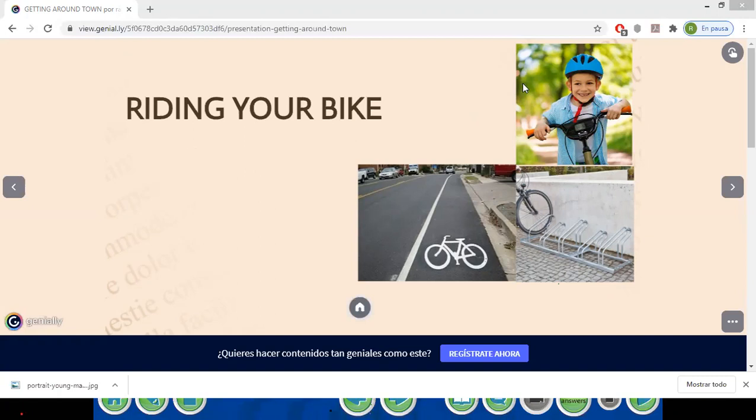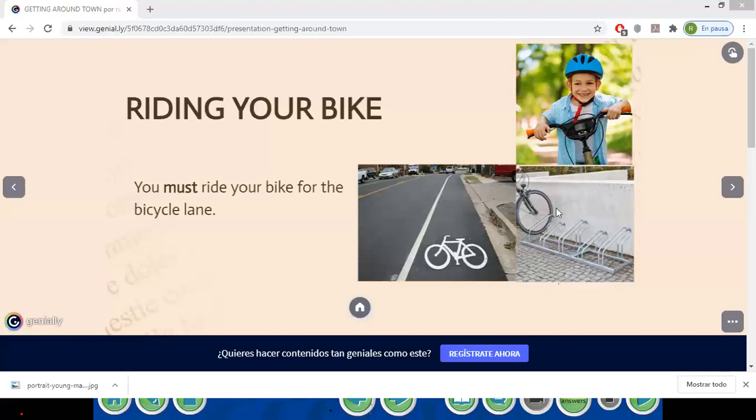Okay, good. Another rule. What about this, the bicycle? Teacher, please. Yes, tell me, Gonzalo. Always ride the bicycle in the bicycle lane. Excellent, very good. Always, when you ride your bicycle, use the bicycle lane. This special part is only for bicycles. Very good, Gonzalo. You must ride your bike in the bicycle lane.